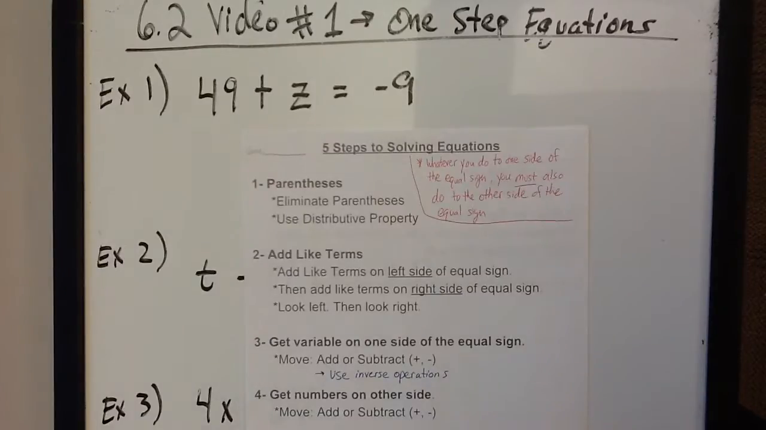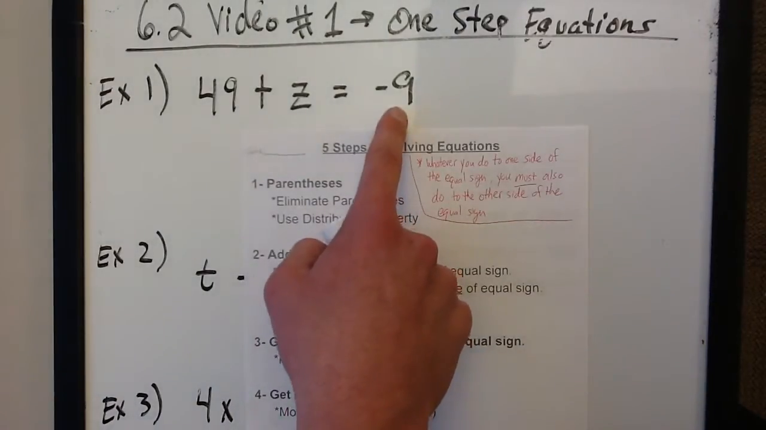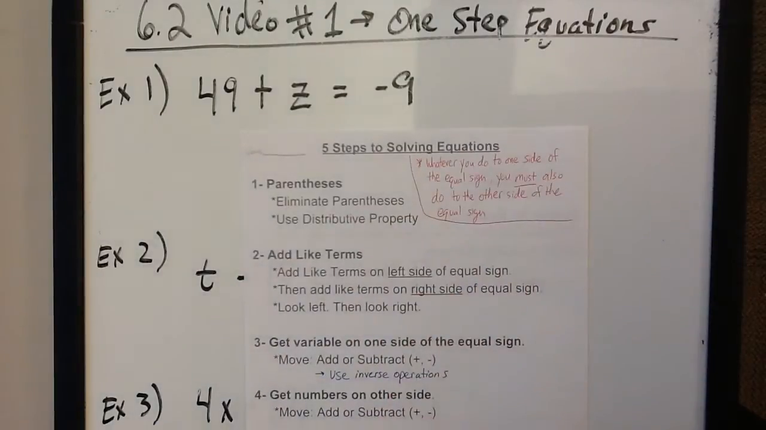Let's look at the right side. The right side, you have only one term. It's -9. And so obviously you can't add it or combine it with anything else because there's only one term on that side. So you can't do step 2 either. There's no like terms to combine. So let's go to step 3.